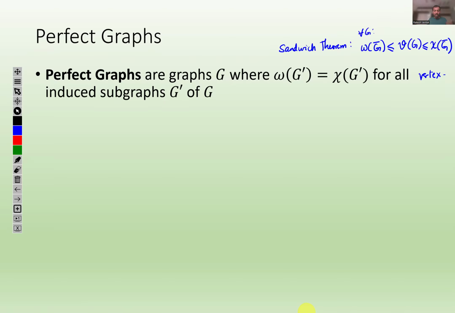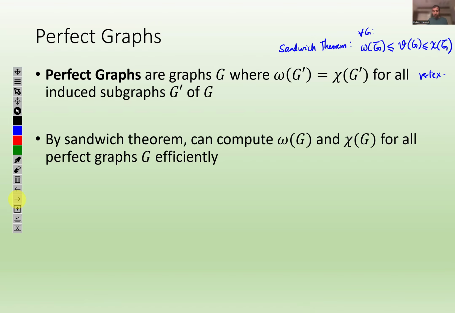Okay, they were initially defined by Berge in the 1960s, I think. And what you can see is that you can compute the clique number and the chromatic number efficiently for all perfect graphs. Although for general graphs, I had mentioned that this is a really hard problem computationally, we can compute this efficiently because they match up. That means both of their values should be equal to theta of G.